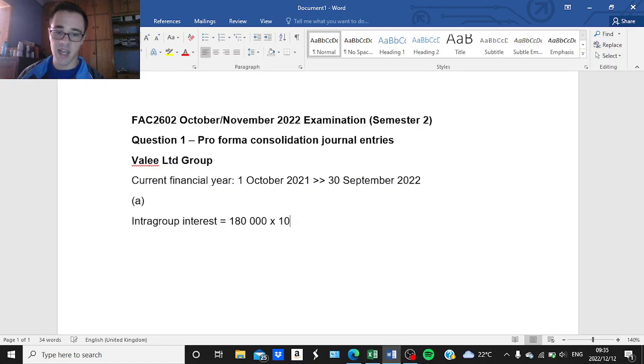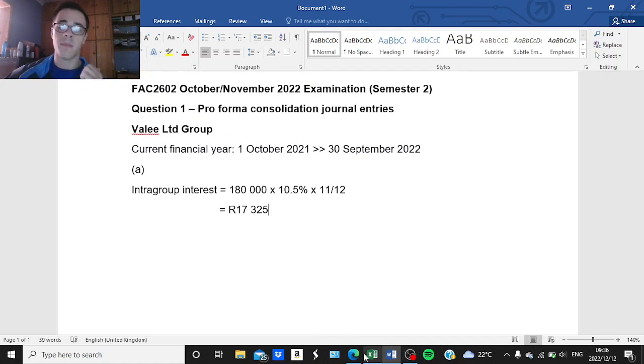The interest rate was given as 10.5%, and as I've indicated previously, we are calculating interest for 11 months rather than 12 months, because the loan agreement was only concluded on the 1st of November 2021, so the month of October is excluded. So therefore, we only calculate interest for 11 months. So the amount of interest that should be eliminated for consolidation purposes amounts to 17,325 Rand. So 17,325 has been recorded by both companies.